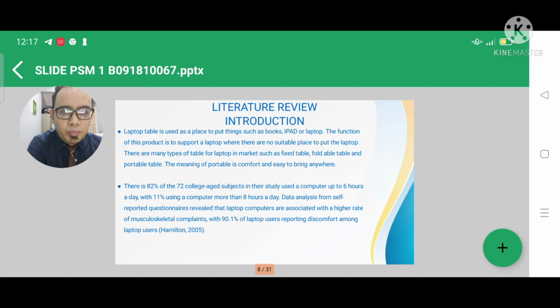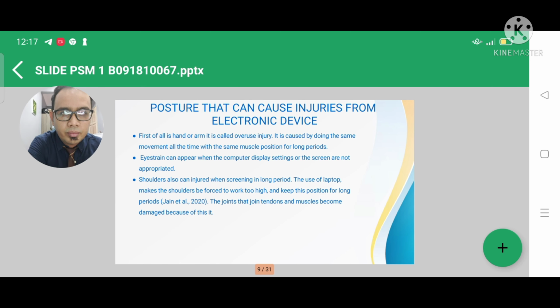There is 82% of 70 college-age subjects in a study who use a computer up to 6 hours a day, with 11% using a computer more than 8 hours a day. Data analysis from a self-report questionnaire shows that laptop computer use is associated with a higher rate of musculoskeletal complaints, with 90% of users reporting discomfort among laptop users, said Hamilton 2005.